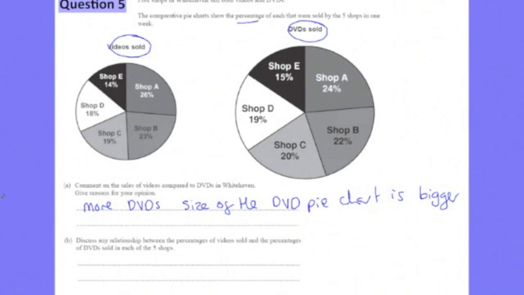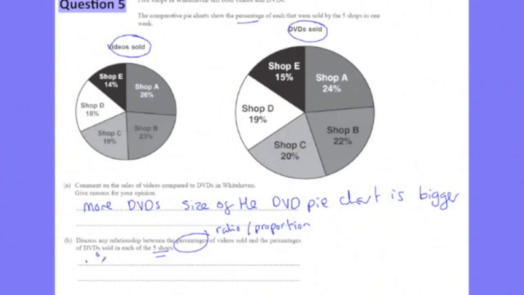We're then asked to discuss the relationship between the percentage of videos sold and the percentage of DVDs sold. So here now, when we're asking for percentages, we're talking about ratio, we're talking about proportion. This is no longer numbers. In each of the 5 shops, so we must make a comparison based on all of the shops. So there are a few things we can say here. We've got 1 mark available. So the first thing you can notice is that when we look, the percentage of videos compared to DVDs is about the same. So when we look here, we're looking at roughly a quarter. Again here, roughly a quarter.